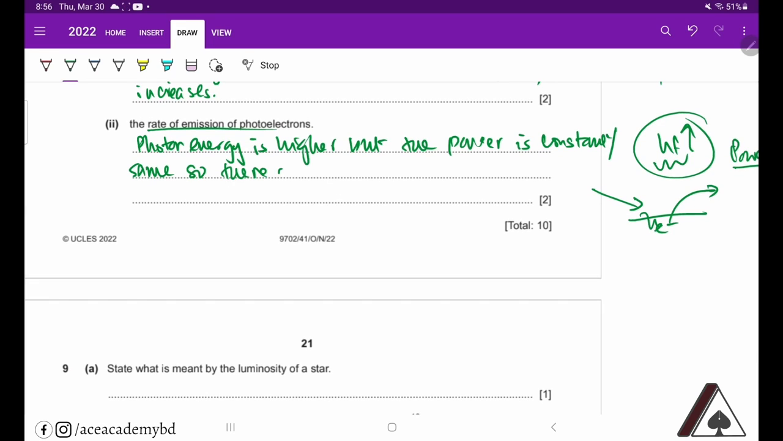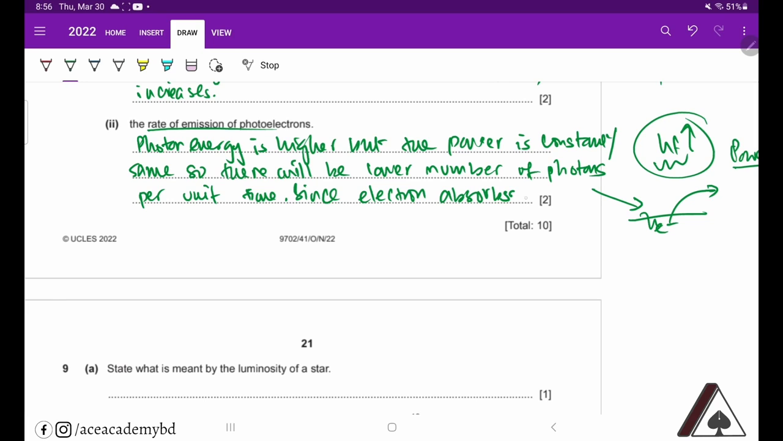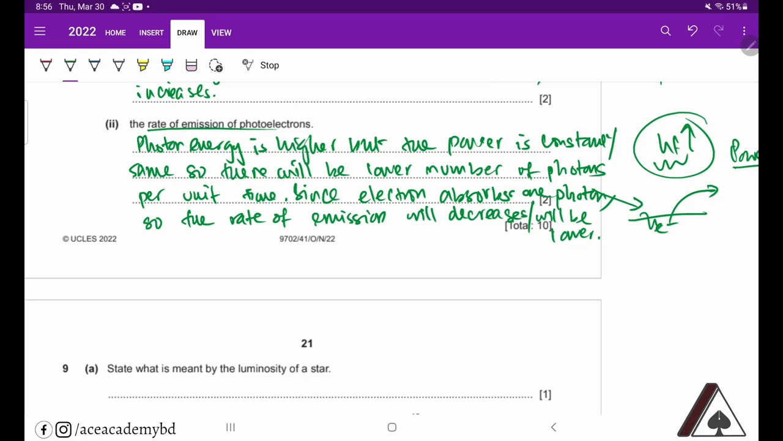So there will be lower number of photons per unit time. So since each electron absorbs one photon, the rate of emission will be lower. Rate of emission will decrease. You can just write lower or decreases, or you can just write will be lower. Okay, so that is the answer.